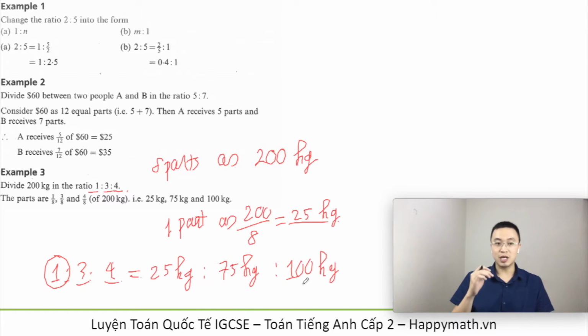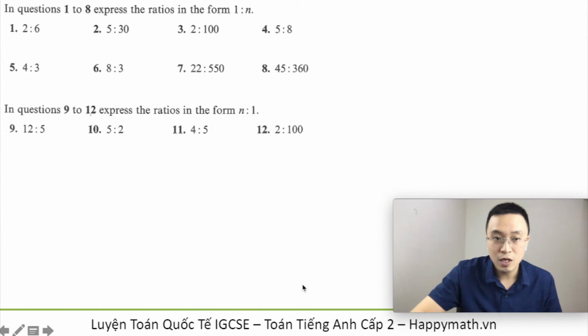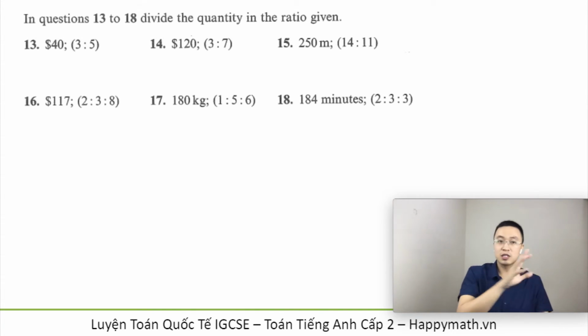The idea of this example 3 is the same as example 2, but in example 2 you work with 2 numbers, while in example 3 you have to work with 3 numbers, or 4 or 5 numbers. But the idea, how can you solve that? How can you figure out that each part is the same? Okay. We can apply it to some exercises: 13, 14, 15, 16, 17, and 18.